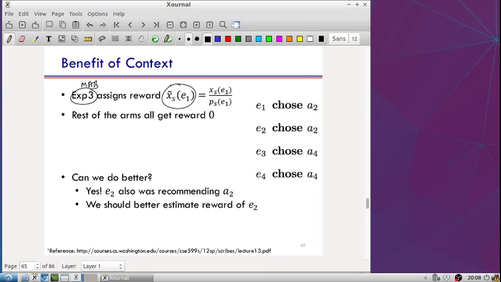At this point, this is a bandit algorithm, so it really doesn't know anything about context. It's picking policies, it's choosing among policies, right? It's 4 policies. And the question is, can we do better?